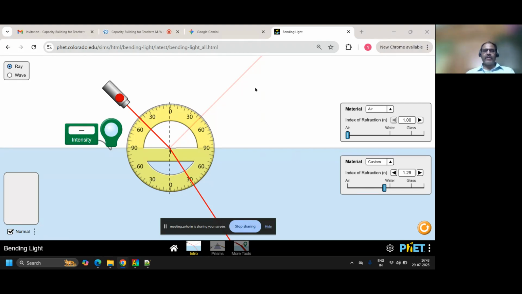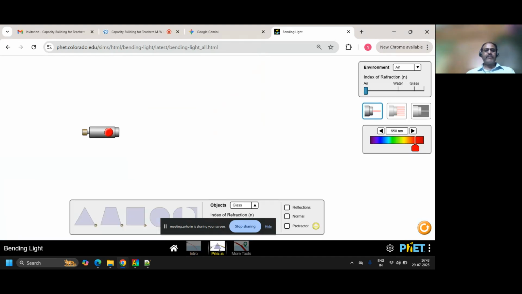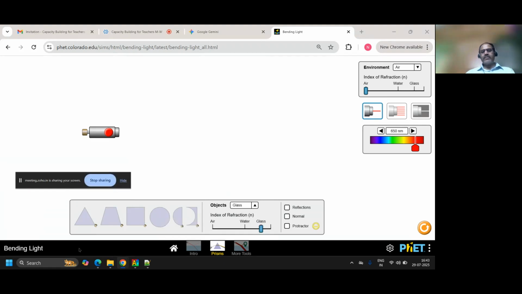Now, the same experiment, this is on the regular medium. This is one medium, this is one medium. Now I take a prism. If I take a prism, the prism can be in any shape. Typically, we will see a prism in pyramid shape, or it will have a triangle in it. I can also have a trapezium. I can also have a square. I can have a globular prism. I can have a hemisphere.